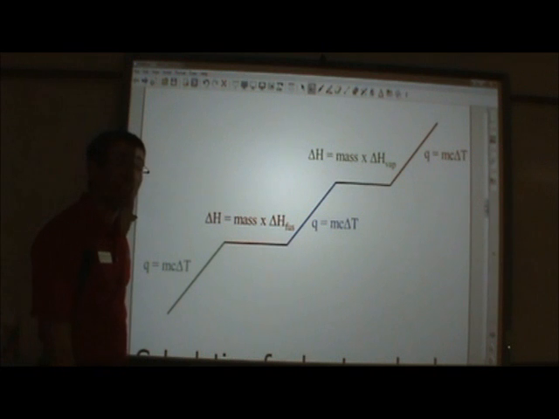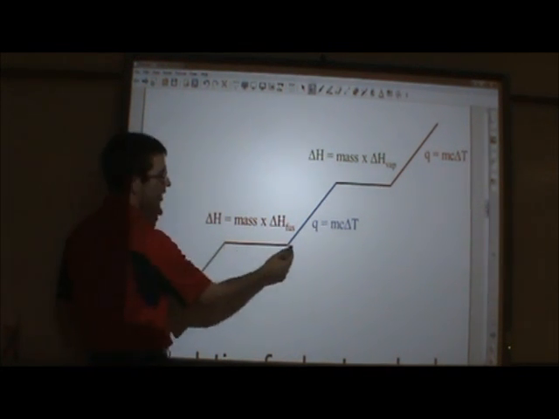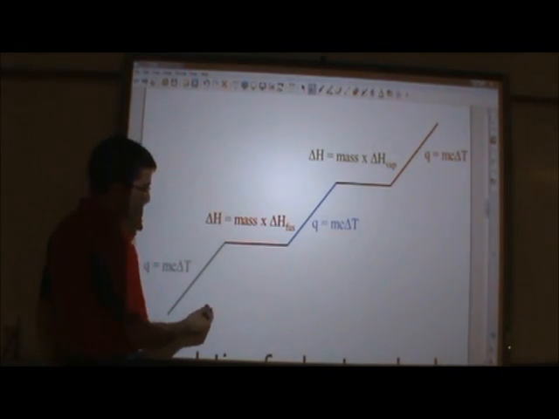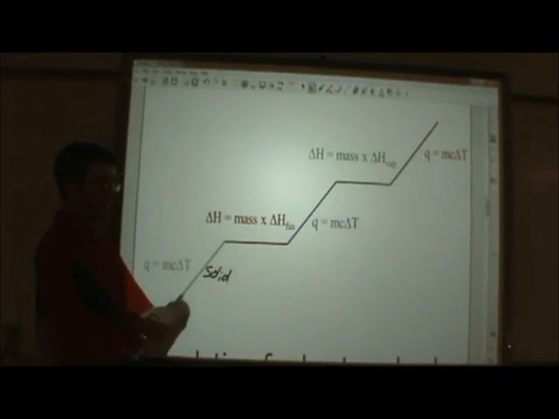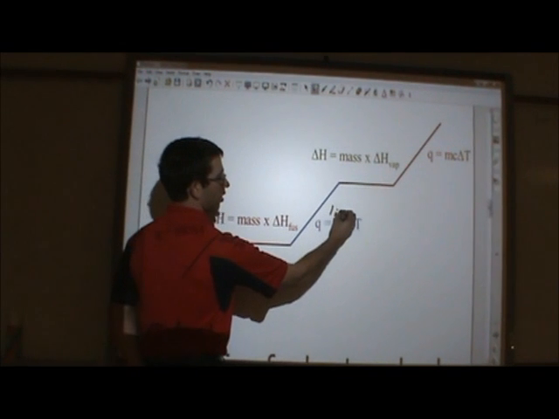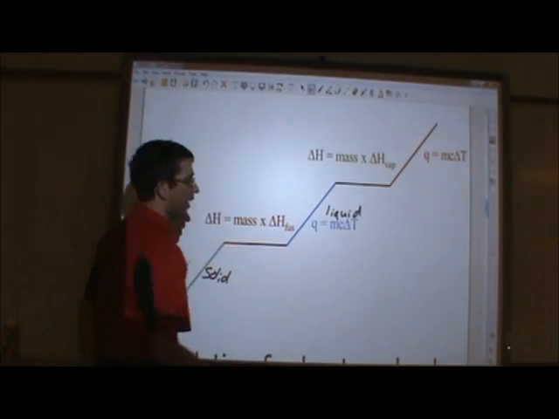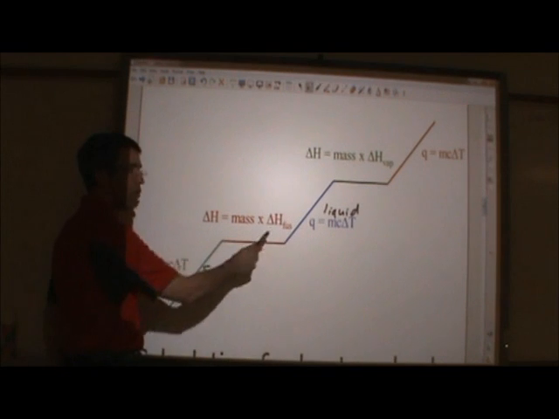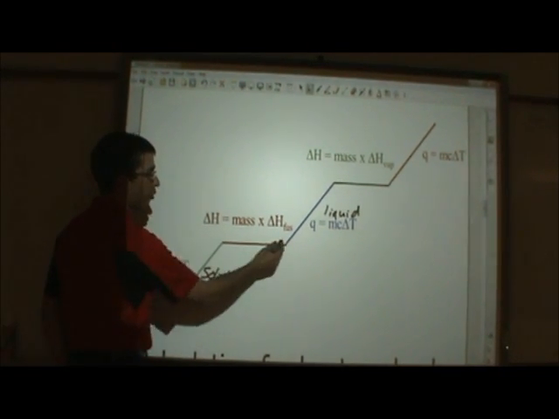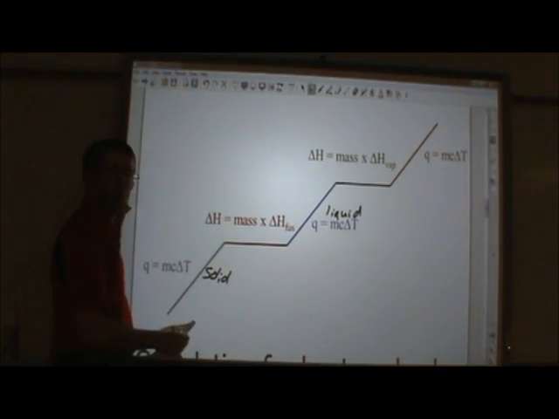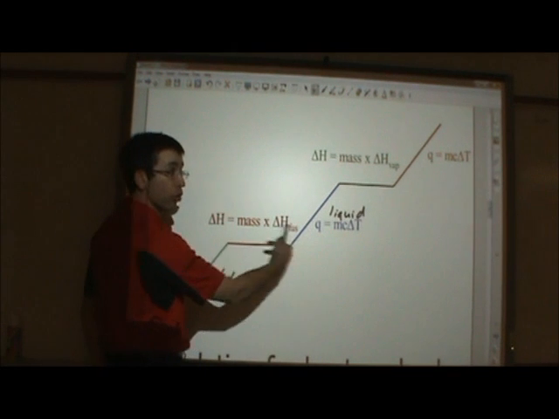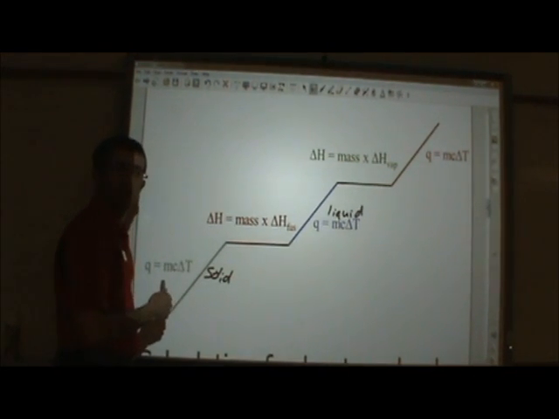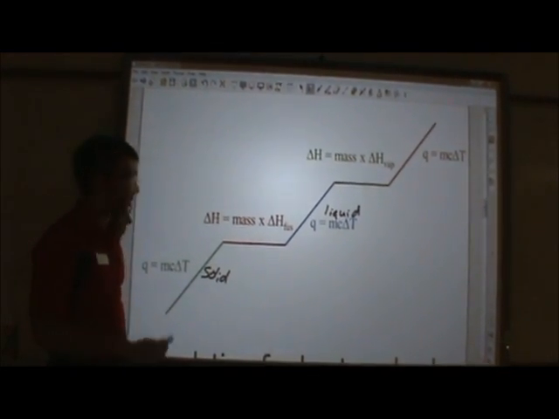Now, a second equation you can use is on this plateau here. If you remember this first plateau, we were going from a solid to a liquid. From a solid to a liquid, we call that melting. And if you go backwards, because instead of adding energy, you could lose it, what do we call that? Well, we call it freezing.